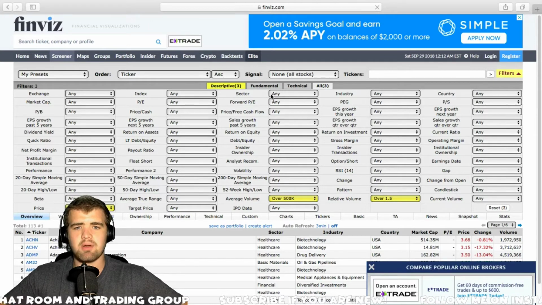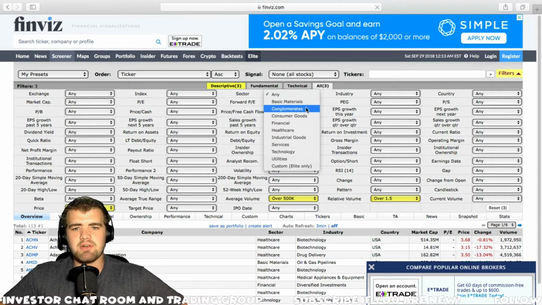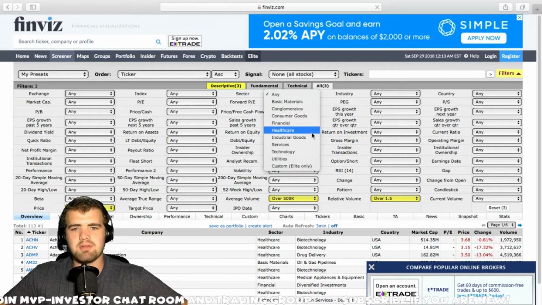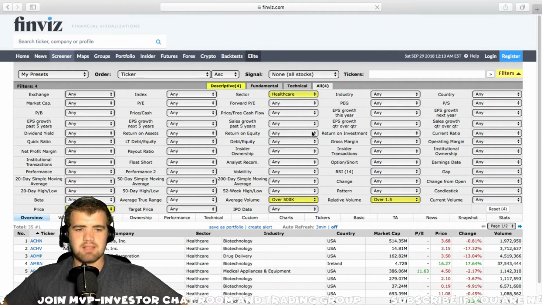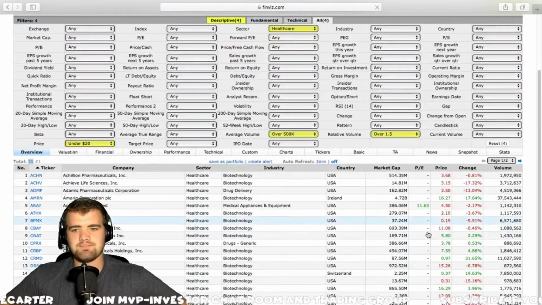And the next thing, we're going to want to go up to sector. Now this is going to be what we looked at earlier. So when we click on it, we have basic materials, all of these other ones that we saw. And I believe healthcare was the leading for the week. So now we filtered out a ton of stocks. Now we're down to 35.